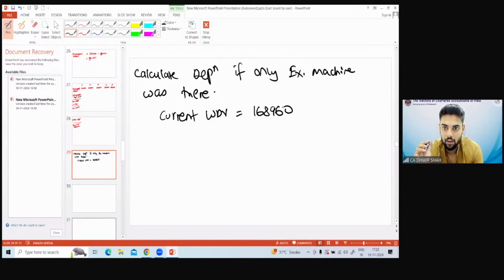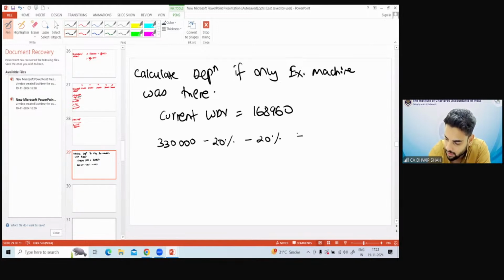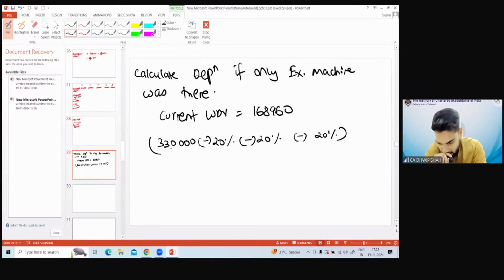Current WDV on which depreciation is to be provided for 5 years is 168,960. Friends, how did it come? So 330 is my original cost of machine. I would have depreciated that for 3 years. Yes or no? Less 20%, less 20%, less 20%. Correct? Any questions still here?